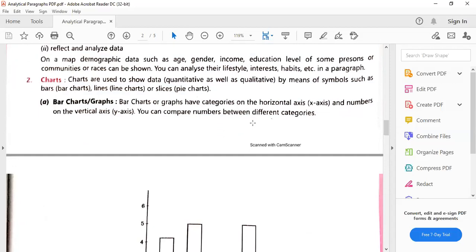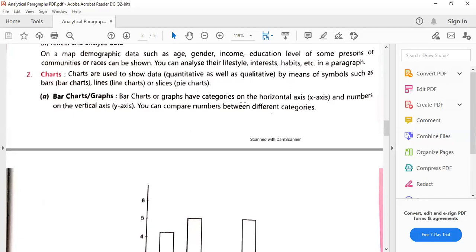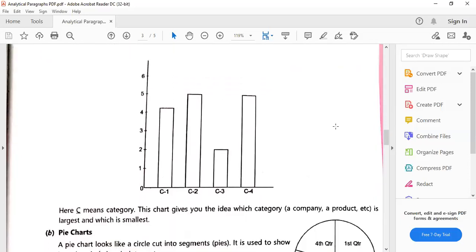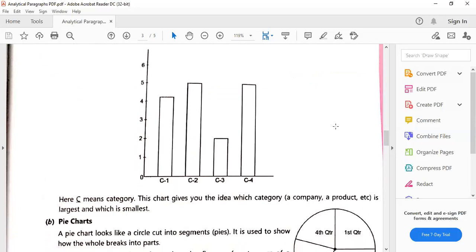So bar charts and graphs. Bar charts or graphs have categories on the horizontal axis, x-axis, and numbers on the vertical axis, y-axis. You can compare numbers between different categories. This you also know, that you have bar charts and graphs, and how the data is given on the x-axis and y-axis to you, and accordingly you can analyze that. You can see the example: C1, C2, C3, and C4 on one side, then 1, 2, 3, 4, 5, 6 on the other side. Here C means category.